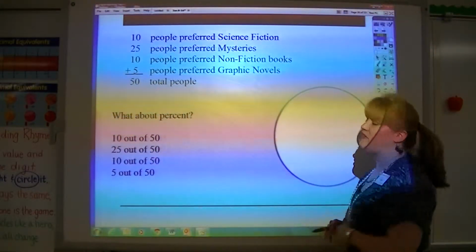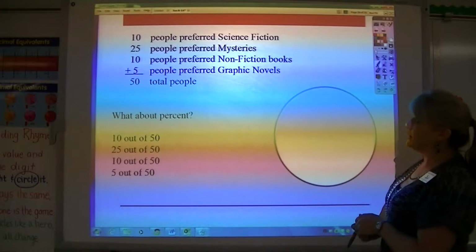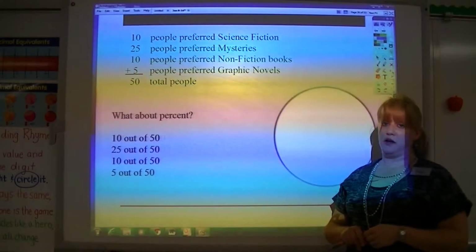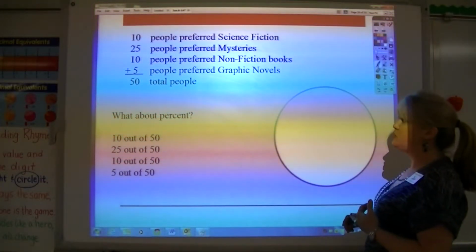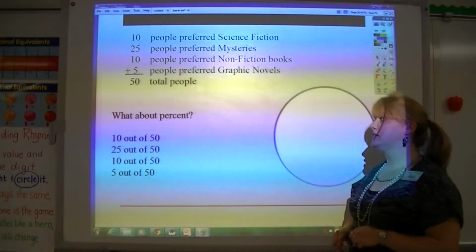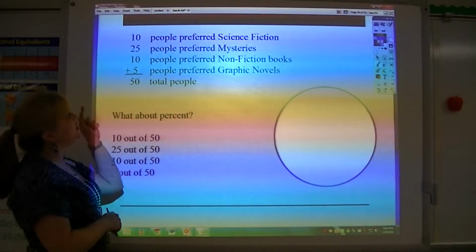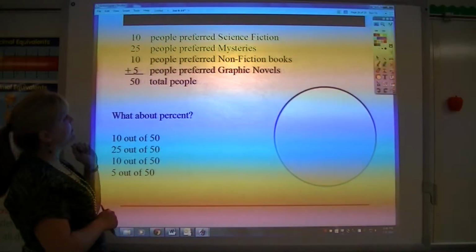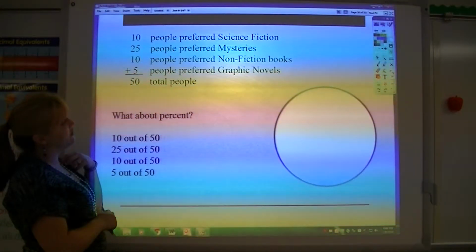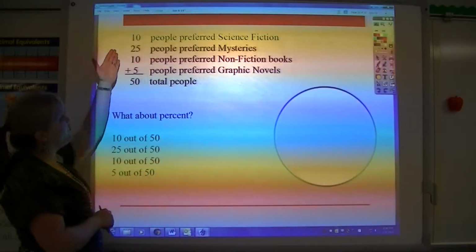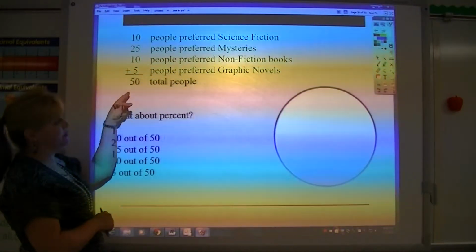Let's create a circle graph out of data that we've been given. In this situation, the librarian asked a bunch of students what kind of book they preferred: science fiction, mystery, nonfiction, or graphic novels. And this was the information that she received. 10 people preferred science fiction, 25 people preferred mysteries, 10 people preferred nonfiction, and 5 people preferred graphic novels. If you add up the total number of people surveyed, there are 50 people.